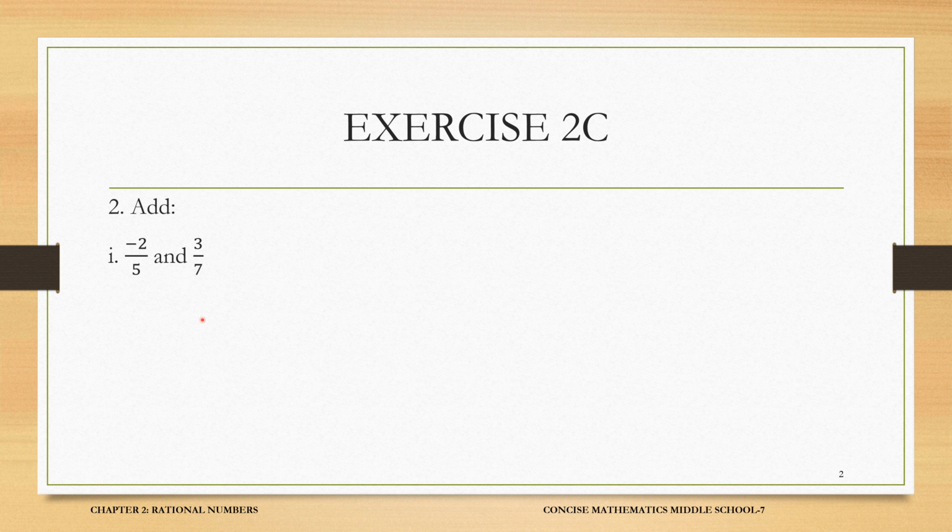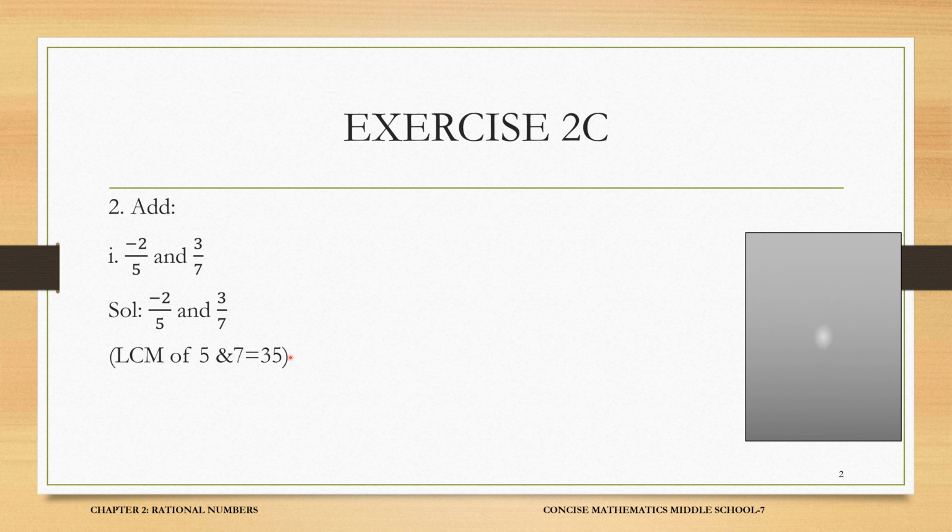Before making the denominators equal, we need to take the LCM of the denominators, that is 5 and 7. When you take the LCM of 5 and 7, it will be 35. How to find the LCM? It is very easy. Just in a rough column, write 5 and 7.